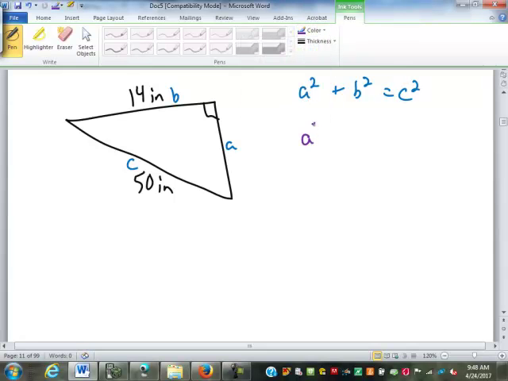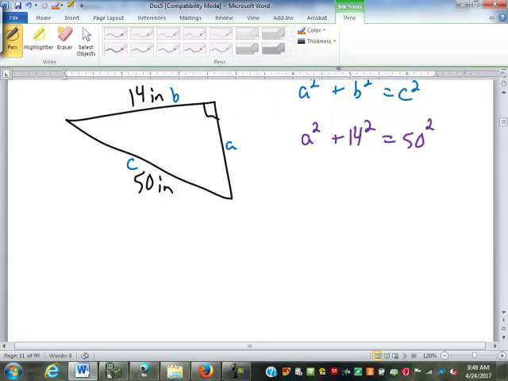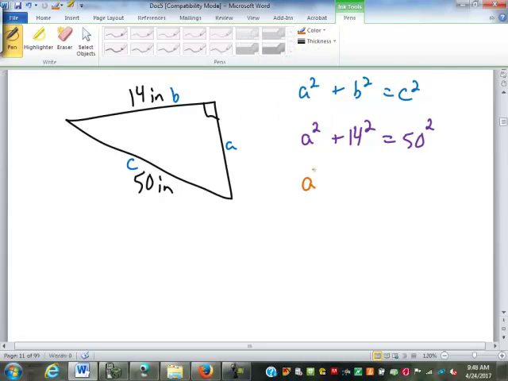So I don't know A, so that's just A squared. What goes in for B? 14, so that's 14 squared. And for C? 50, so it's 50 squared. So nothing happens to the A squared. 14 squared is 196. 50 squared is 2,500.